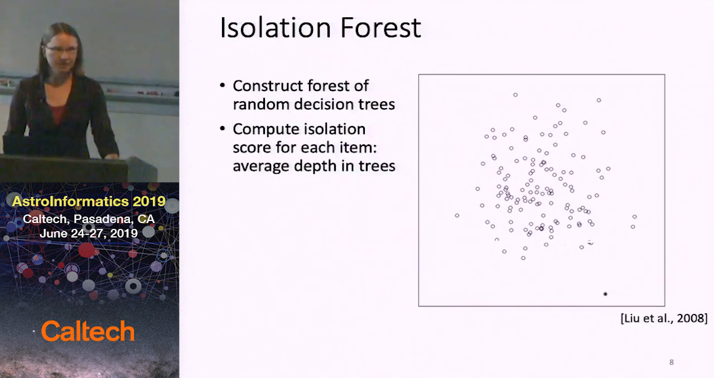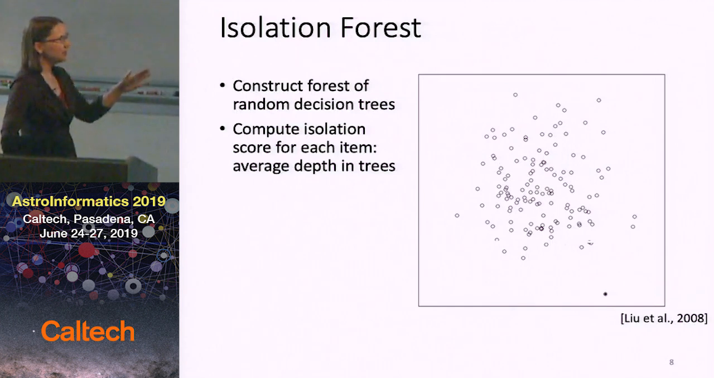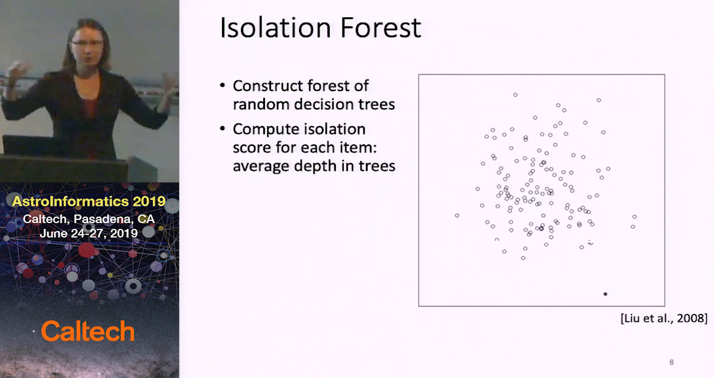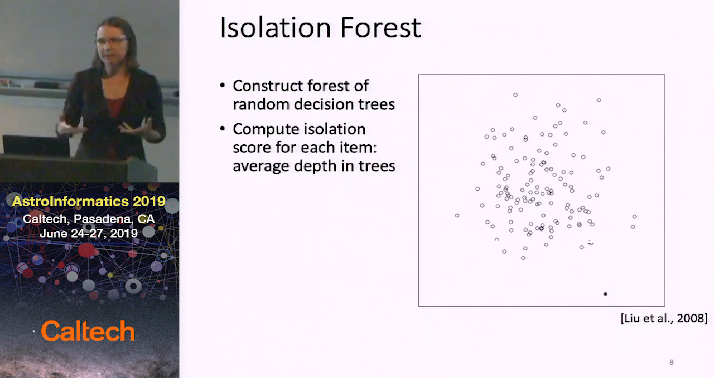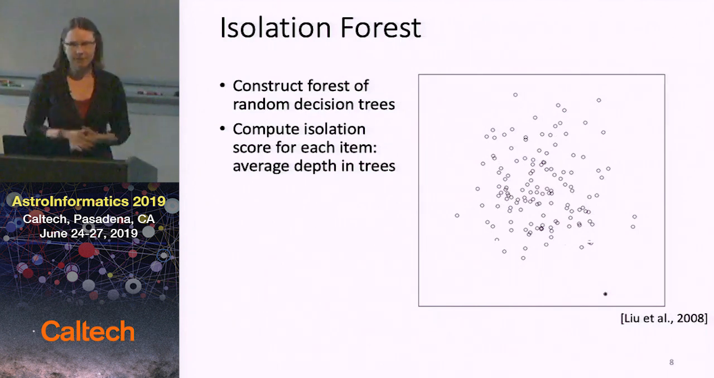So a quick description of how the isolation forest works. Let's imagine we have a very simple 2-dimensional data set, because that's easier to visualize on the screen here. And what you do is construct a forest, so multiple instances of random decision trees. I'll explain why random in a minute.